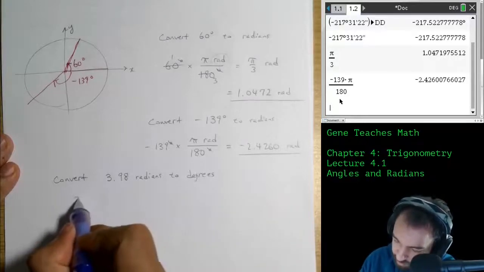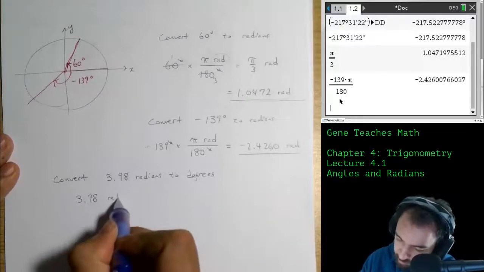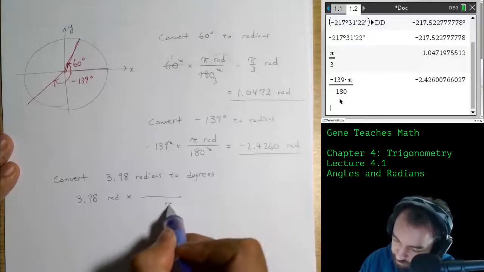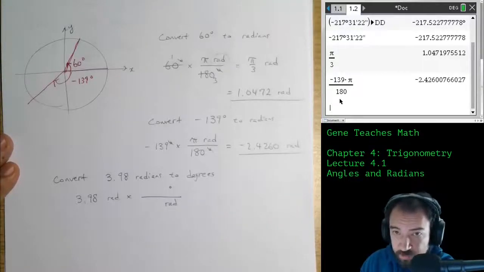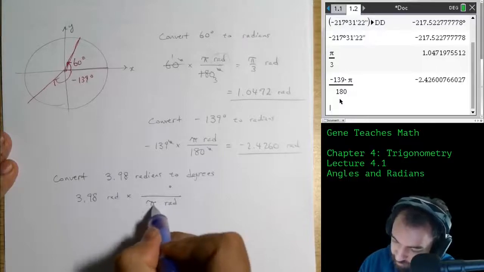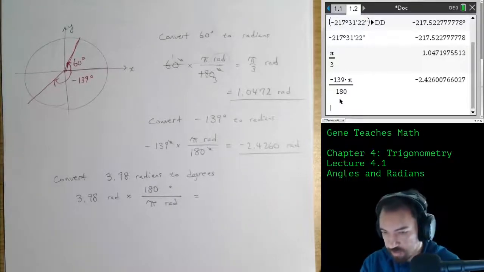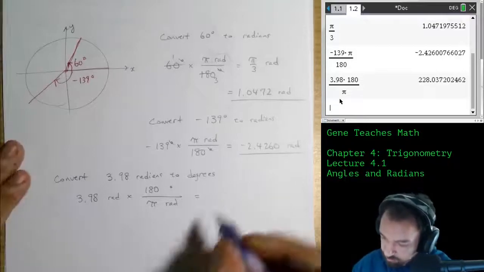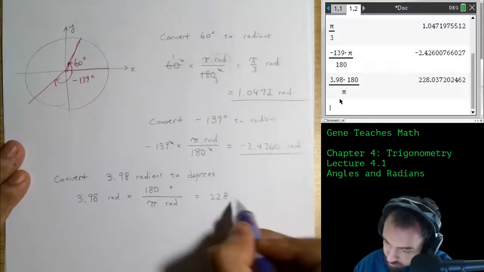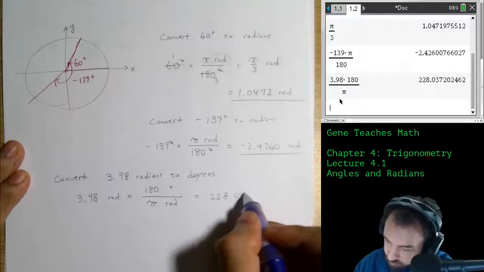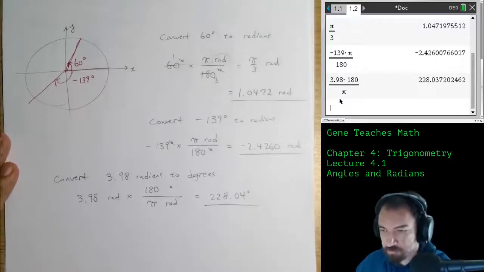Well, I can say 3.98 radians multiplied by, I want radians on the bottom to cancel, and I want degrees on the top. So I'll put pi radians for every 180 degrees, and I can punch this into a calculator and say 3.98 multiplied by 180 for every pi. Hit the button. That is apparently 228.04 degrees, we'll go with 2 decimal places.